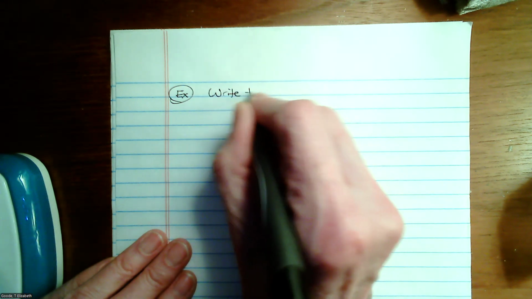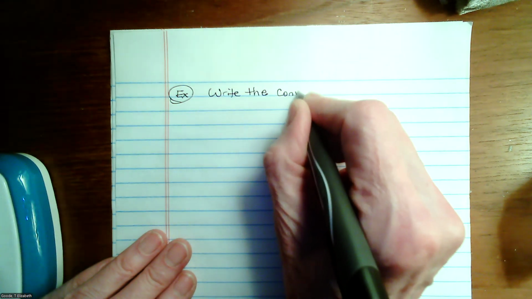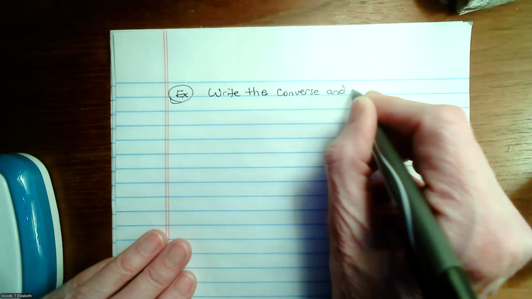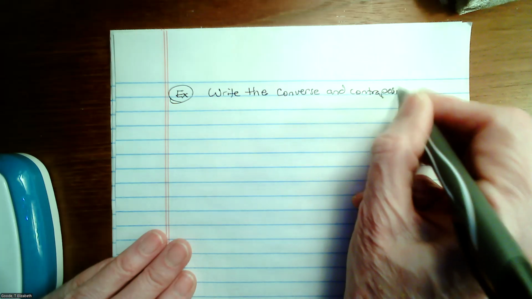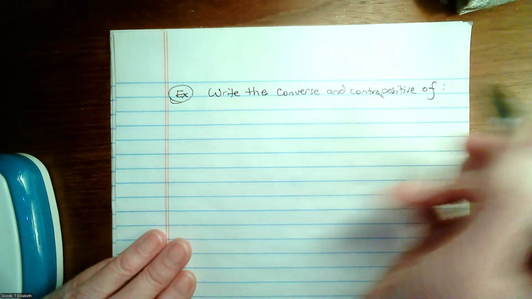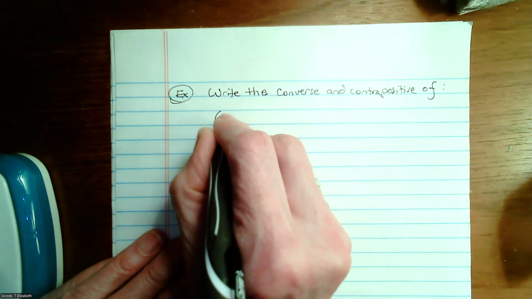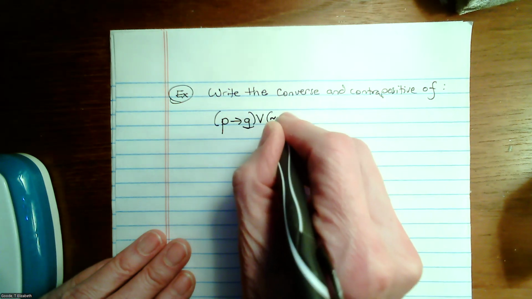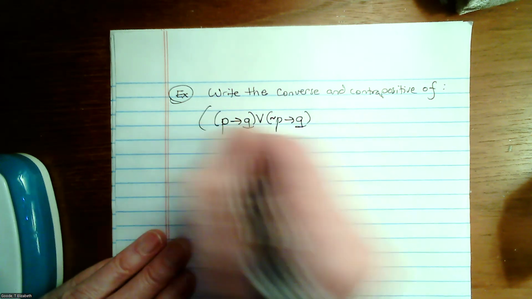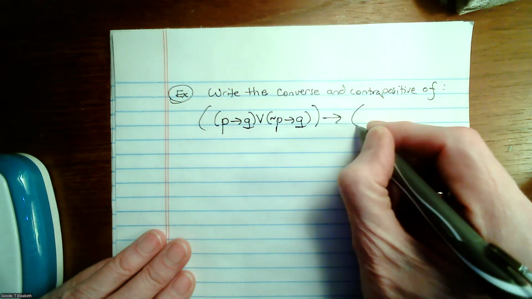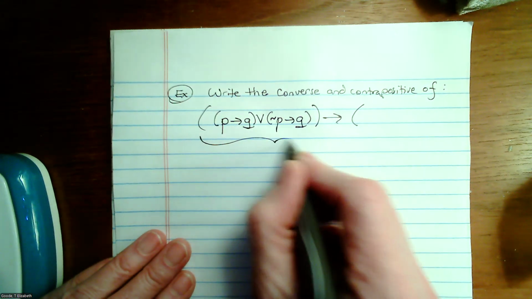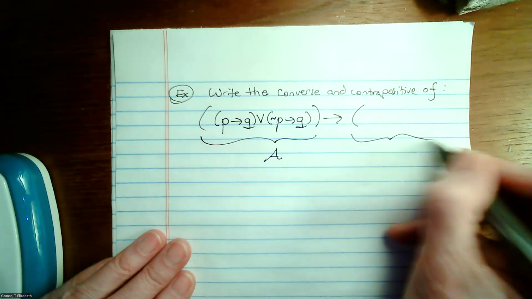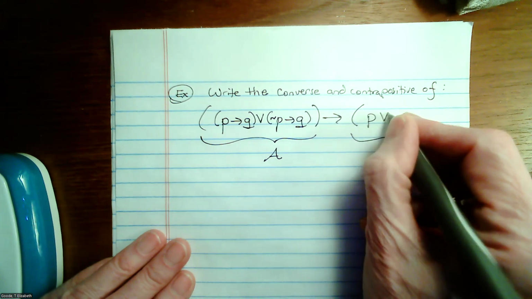There's some practice on that, but here's an example. Write the converse and contrapositive of, here we go. P implies Q or not P implies Q implies, okay, so this is like our big P, you can call it curly A. P or not Q.